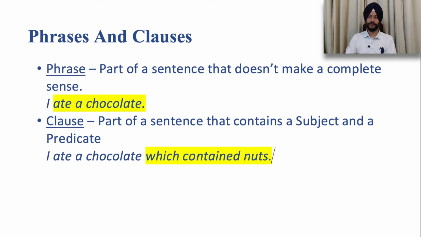Clause. A clause is also part of a sentence, but it contains a subject and a predicate as well. For example, I ate a chocolate which contained nuts. So now I've added something extra to the sentence, which contained nuts. Which is the subject and nuts is the predicate. So this part, which contained nuts, is a clause. Why? The only difference is that it contains a subject and a predicate.